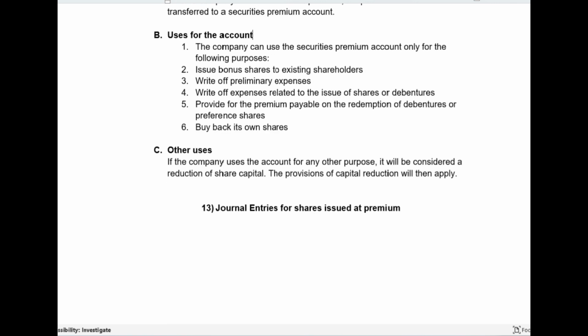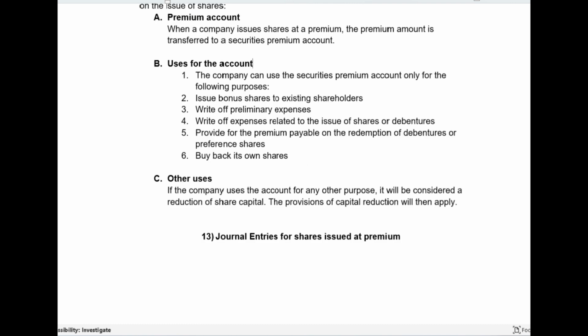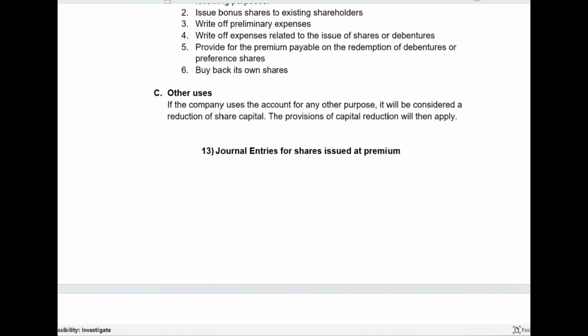Other uses: if the company uses the account for any other purposes, it will be considered as a deduction of share capital. If the company uses the money of the securities premium account for any other uses as mentioned above, that amount will be considered as a deduction of share capital, and the provisions of capital reduction will then apply.